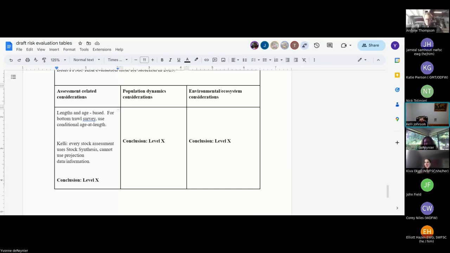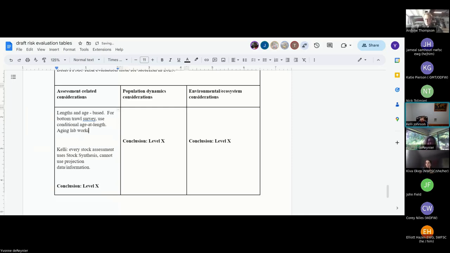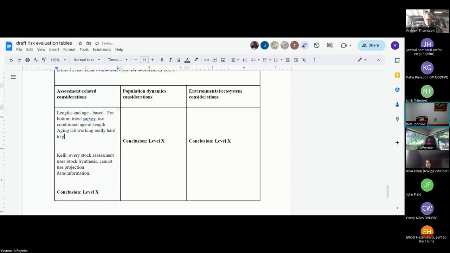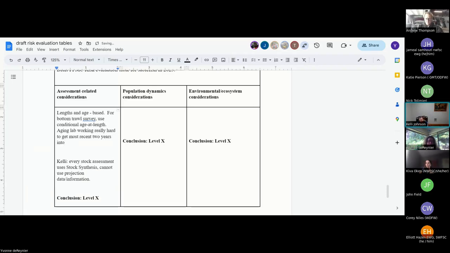I don't know, it's a fuzzy gray area, but I think the biggest thing here is that the aging lab is working really hard to dedicate time to age the last 2 years of our bottom trawl survey. Because sablefish are seen at a very young age, we can expect to better estimate recruitment if we age all of those fish. But we are not aging any of the commercial fishery samples, which also collect very young fish. So that's where it's a limited update.